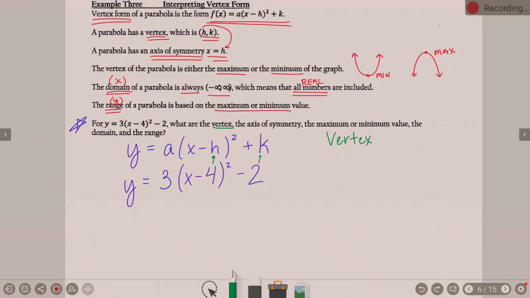What do we think our vertex is? It is 4, -2. I agree. Now, let's talk about the fact, because I know some of you are probably not quite agreeing with me. On the K value, the number down here is a -2, so we used -2. That's because it's plus K.